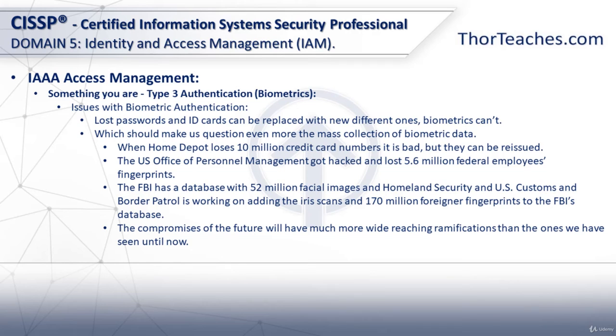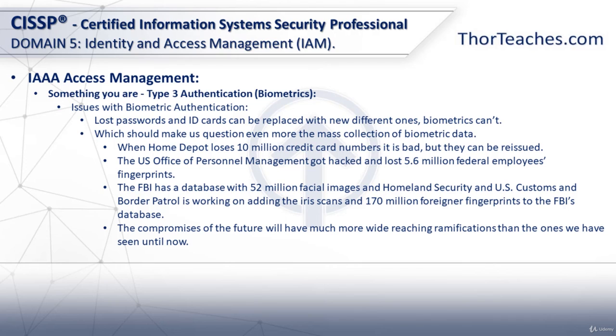The FBI has a database of 52 million facial images, and Homeland Security and the U.S. Customs and Border Patrol are working on adding the iris scans and fingerprints of 170 million foreigners into the FBI database. If that's compromised, or any system like that with huge amounts of biometric data is compromised, the consequences will be so much worse than the breaches we see today.